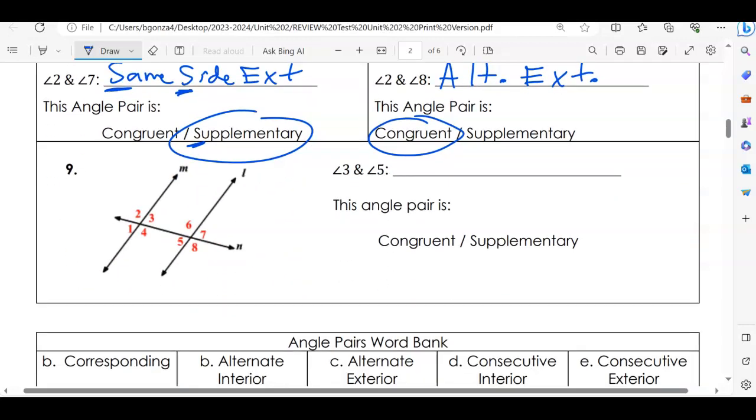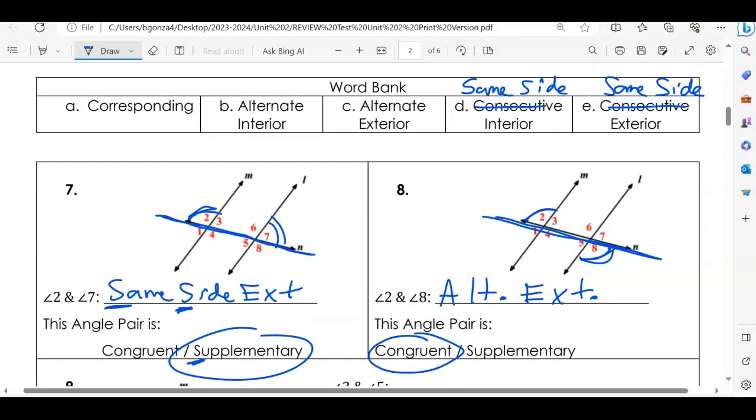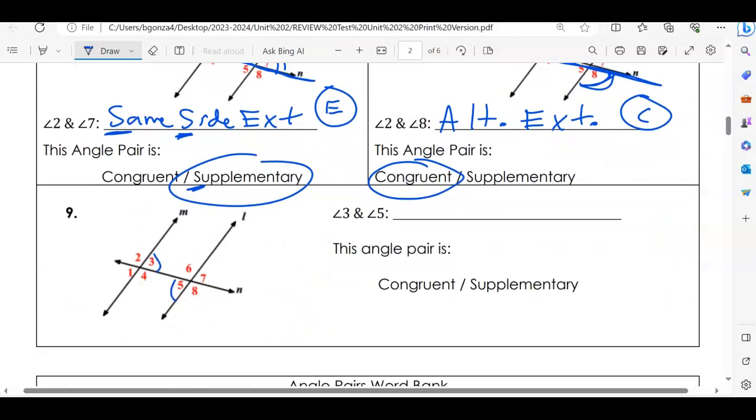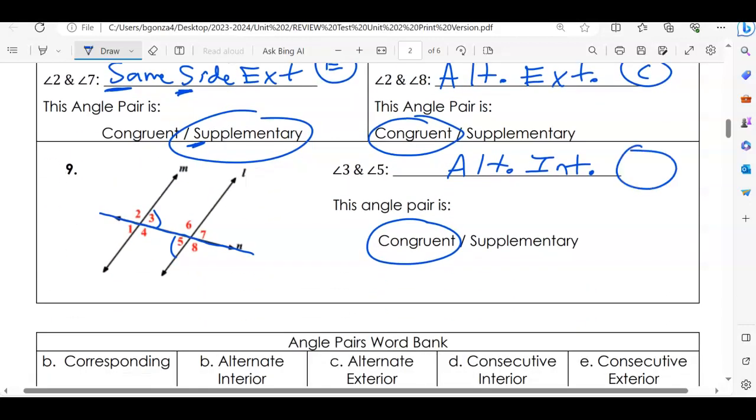Last but not least, number 9, 3 and 5. Okay. Oh, by the way, let's put these letters on here. This was what? E. And then this was C. So 3 and 5 leftovers here. They're on different sides of the transversal, in between the parallels. They're alternate interior angles. Again, not the S rule. They match. They're in the same zigzag. Those are congruent. All right. That is letter B. Cool.